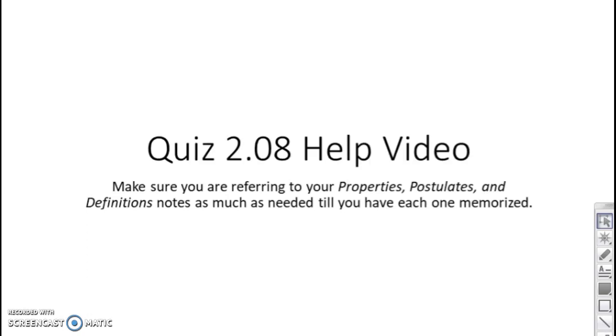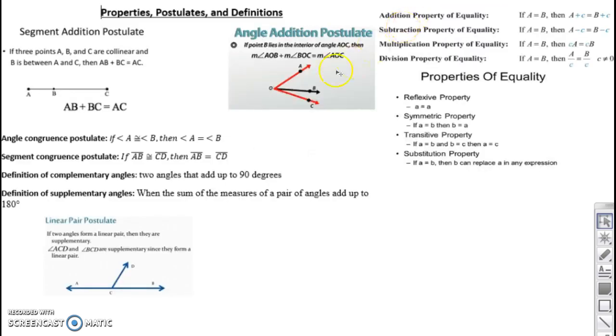Alright y'all, this is your help video for quiz 2.08. I just want to make a note here to make sure that you're referring to your properties, postulates, and definitions note as much as you need to until you have them memorized. We do need to have them memorized before the test, but until then, I kind of just took a snip and smushed it on here.